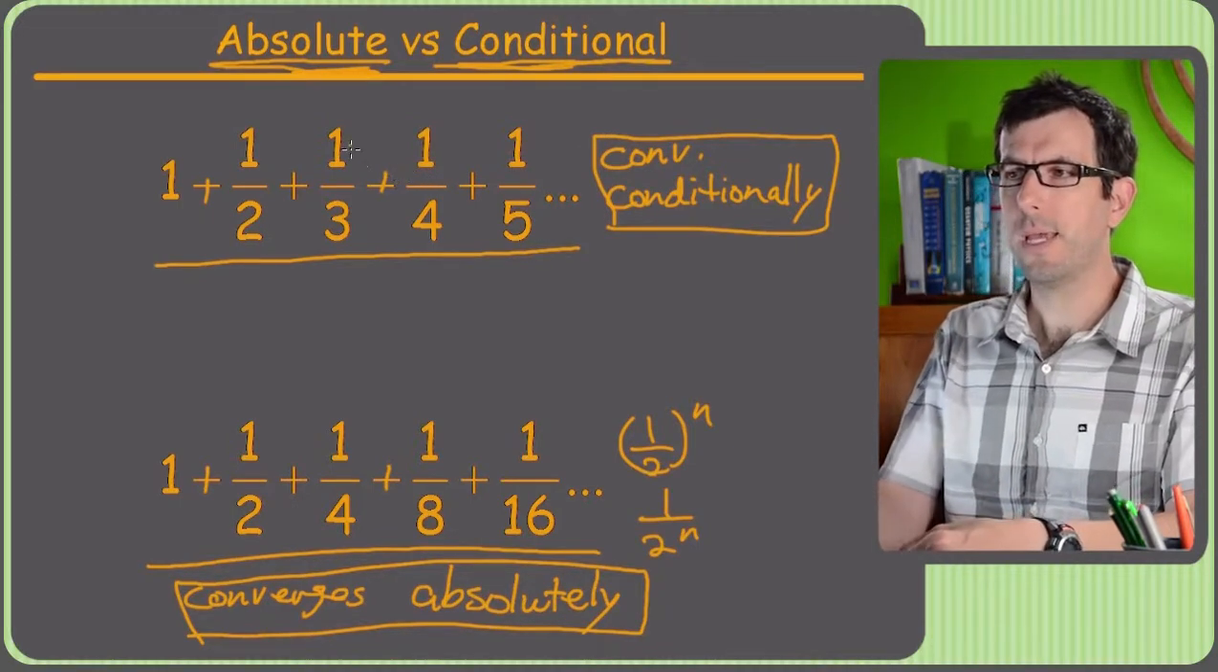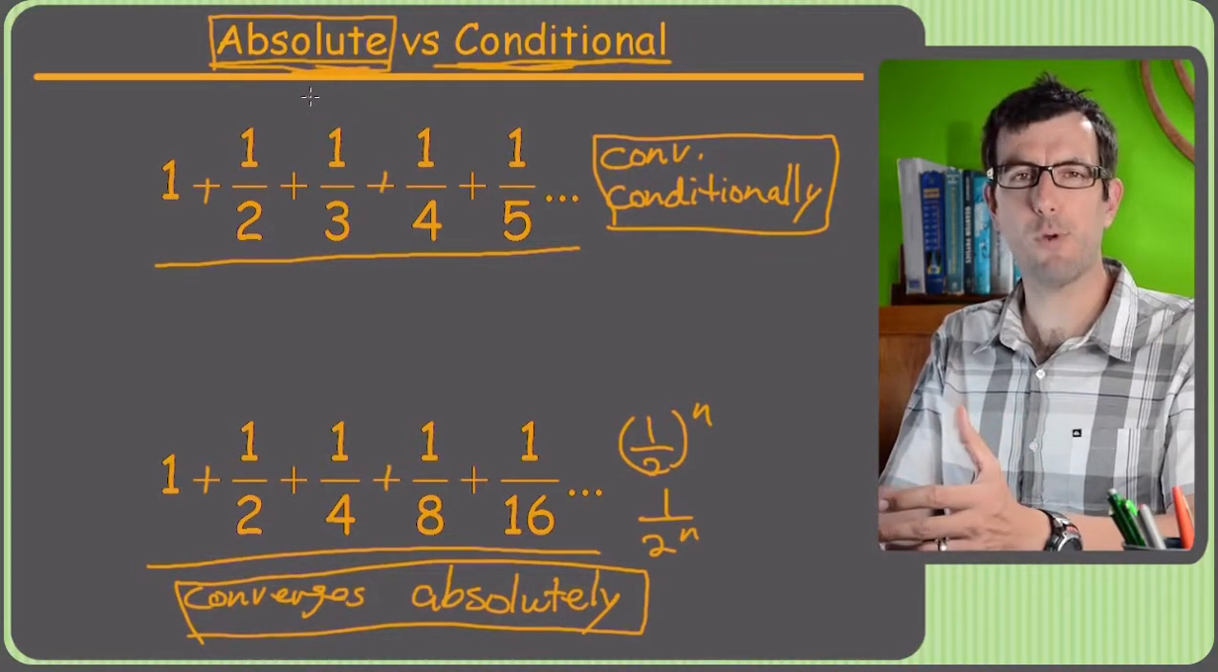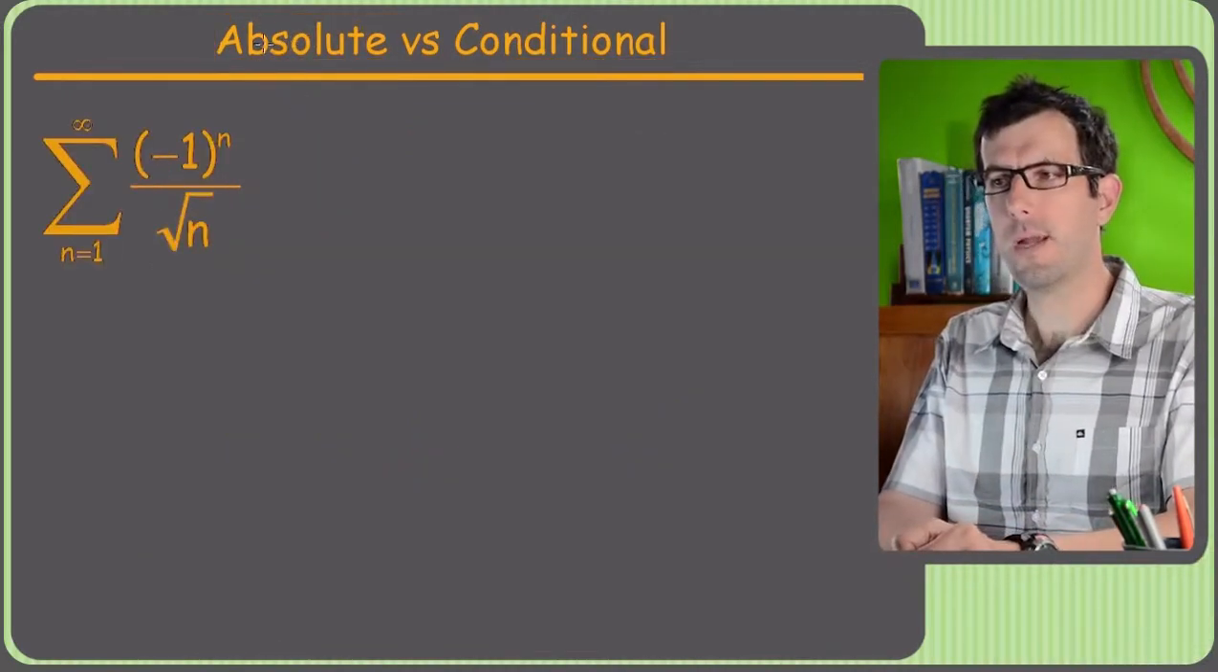So that's pretty straightforward. And it's kind of cool that absolute sounds like a bigger deal than it is. Absolute convergence is saying, hey, let's pretend that -1 to the n wasn't there. It was all positive signs. Would it still converge? All right, so let's take a crack at a few.